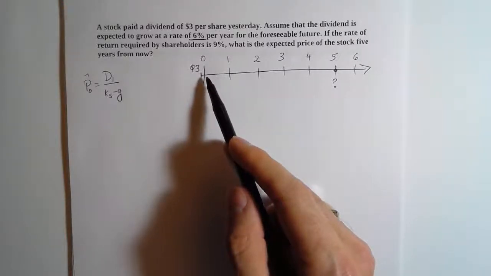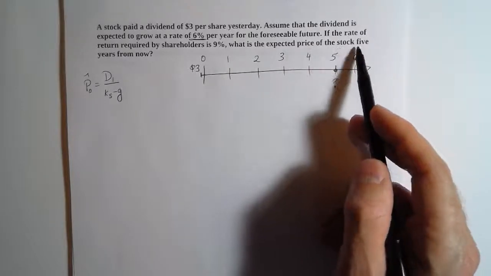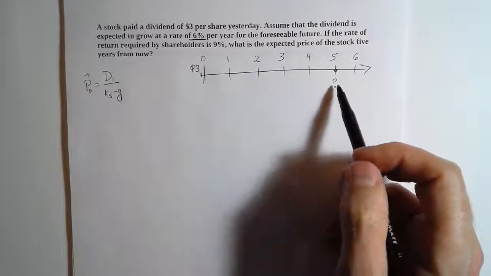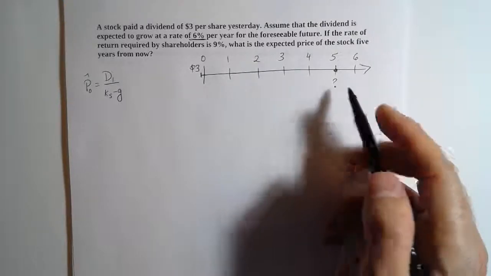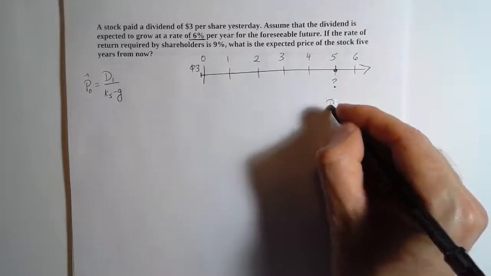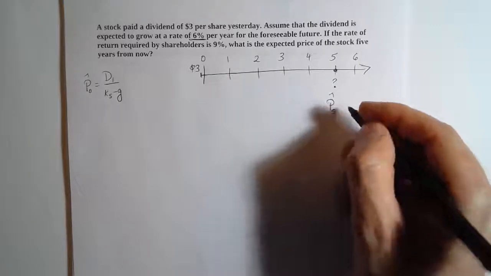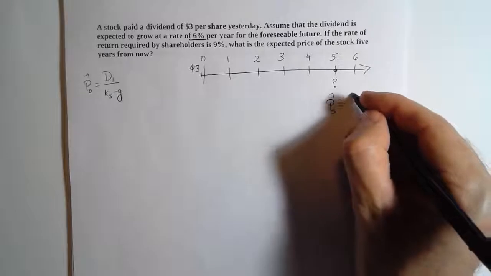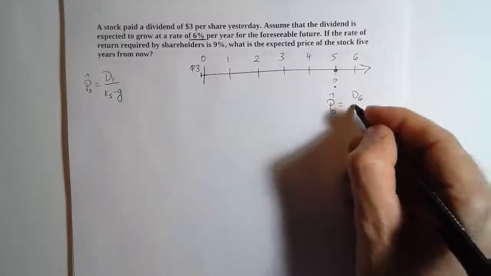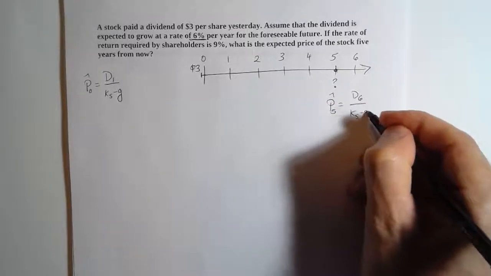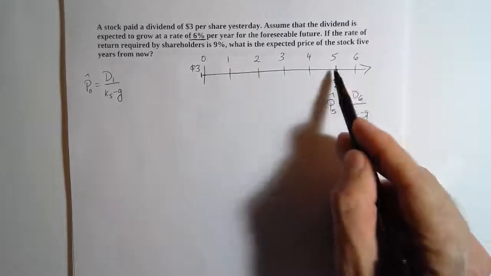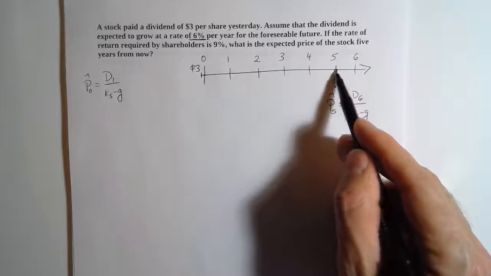However, this is asking for the expected price of the stock 5 years from now, so that means right here. If I wanted to find the value of the stock right here, the expected value in year 5 would be P5. That would be equal to D6 over Ks minus G. D6 is the dividend we need because that is the dividend 1 year into the future from where I'd be trying to find the value of the stock.